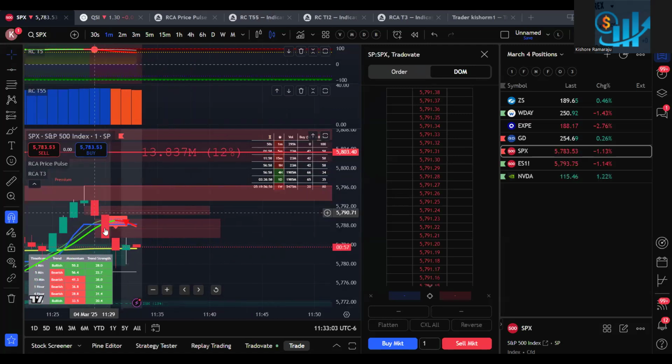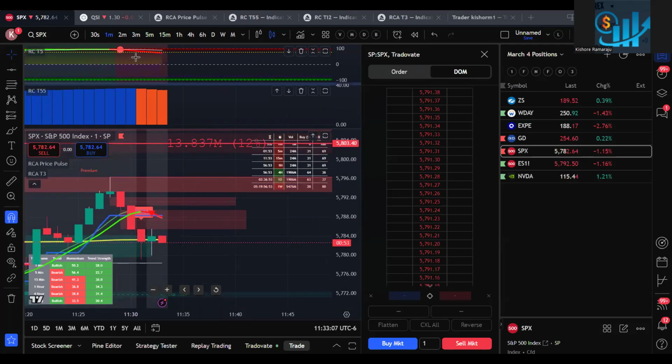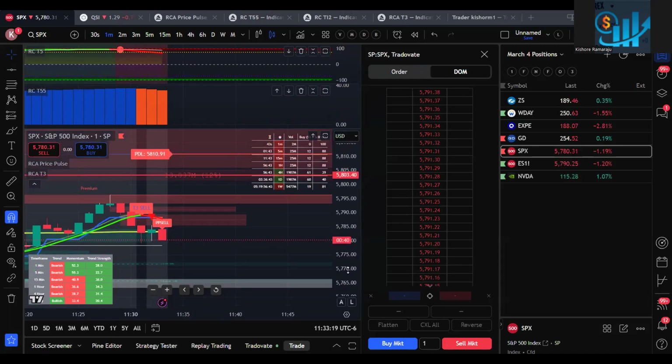So now after all these red candles, you got a green candle, but still you don't have a confluence here. Here it is still showing red. Here it is still showing red. Whenever you see this confluence in the 1 minute, you can enter a long position. It may come all the way till here and then start going up.